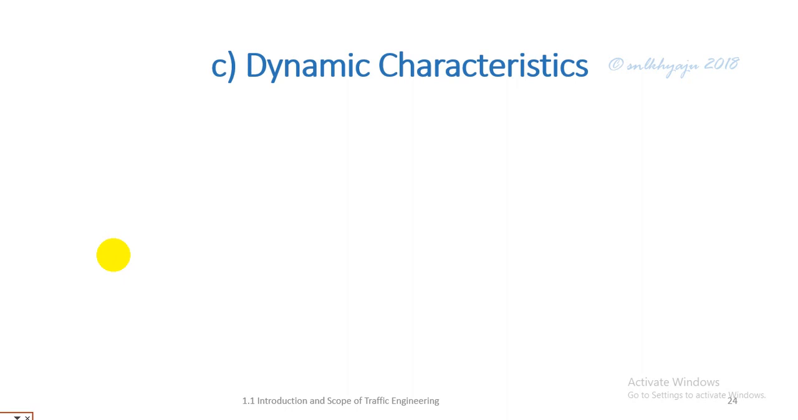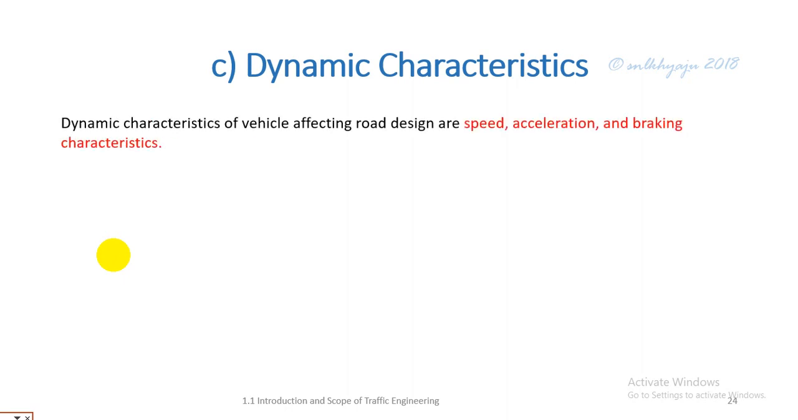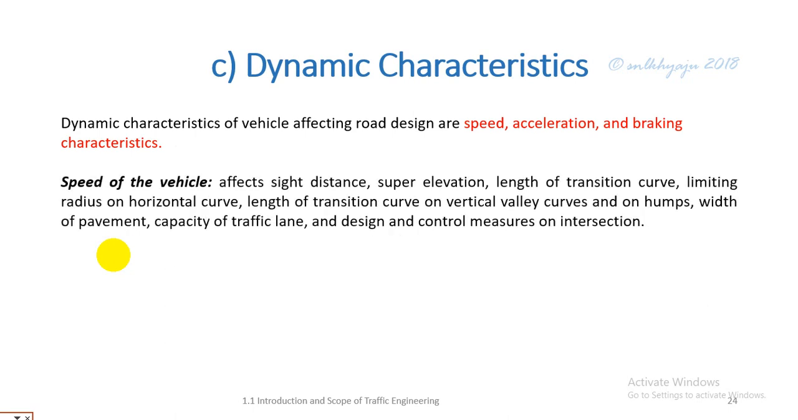Dynamic characteristics. Dynamic characteristics of a vehicle affecting the road design are speed, acceleration and braking characteristics. Speed of the vehicle affects sight distance, super elevation, length of transition curve, limiting radius on horizontal curve, length of transition curve on vertical valley curve and on humps, width of pavement, capacity of traffic lanes and design and control measures on intersection.